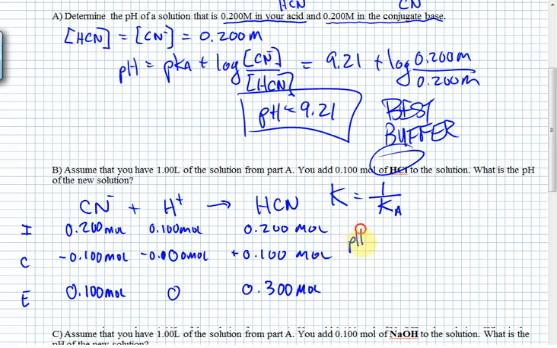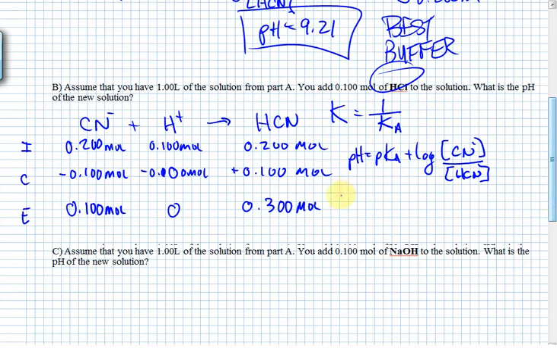Okay. Take these into my buffer equation. pH again is equal to the pKa plus the log of the concentration of the cyanide divided by the concentration of the HCN. I know it gets old, but this is how you get good at this stuff. Plug it in. pH is going to equal 9.21 plus the log of the base concentration, which is going to be 0.100 molar, divided by the acid concentration, which is 0.300 molar.